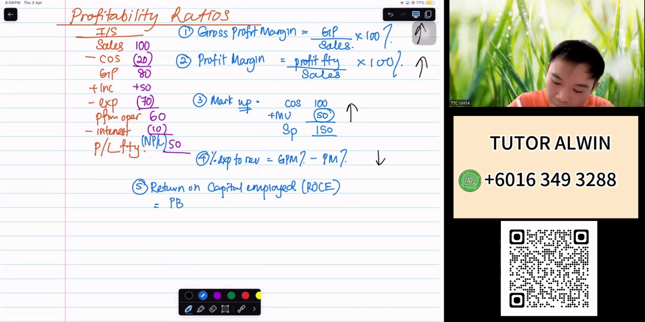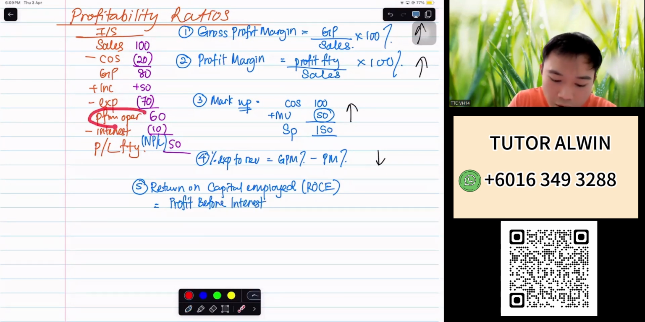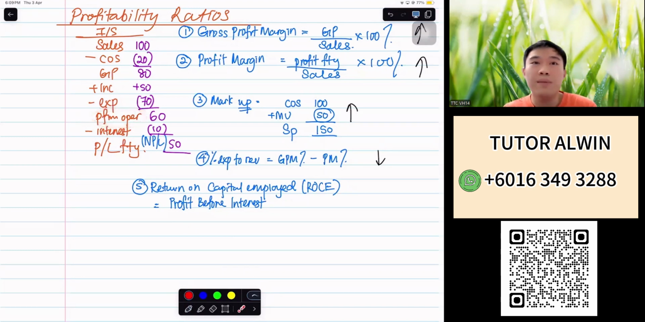Okay, PBI, profit. Okay, let's make it the full ones. Yeah, profit before interest. So meaning they're talking about profit from operations. That is your PBI. Because before interest, here's the interest that you deducted. So this is before interest and this is after interest.